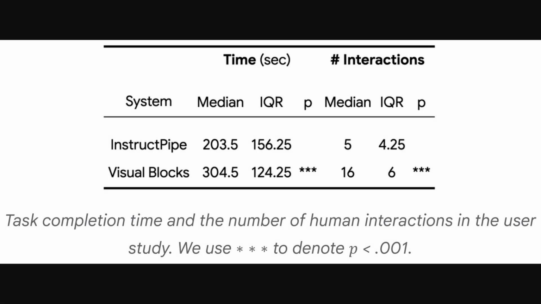This table presents the median task completion times and number of user interactions from the user study. With InstructPipe, the median time was 203.5 seconds, compared to 304.5 seconds with standard Visual Blocks. Similarly, InstructPipe saw a median of 5 user interactions versus 16 with Visual Blocks. The triple asterisks indicate these differences are statistically significant, supporting the previous findings of reduced workload and improved efficiency.